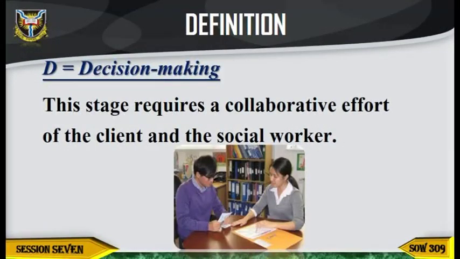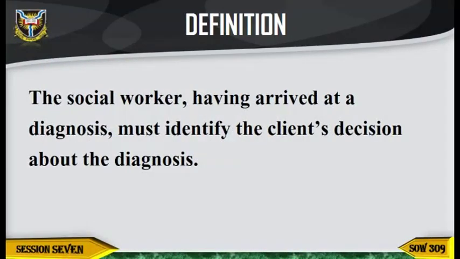D equals decision making. This stage requires a collaborative effort of the client and the social worker. The social worker, having arrived at a diagnosis, must identify the client's decision about the diagnosis. The first question is to ask the client his or her opinion about the diagnosis of his or her problem. Is the client's decision in conformity with the diagnosis? The social worker must also identify the client's options for each decision.